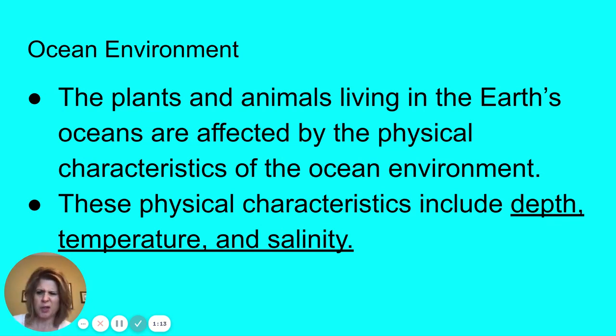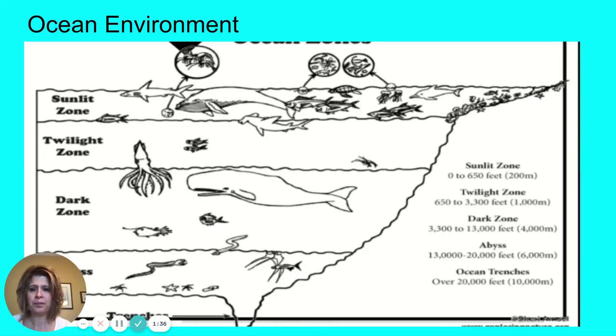Now, what do you mean by physical characteristics, you say? Well, physical characteristics mean the depth, how deep it is, the temperature of it, and salinity. All of those are going to affect the habitat of these organisms and where they live. So, what affects where an animal or plant lives? The depth of the ocean, the temperature of the ocean, and the salinity of the ocean.